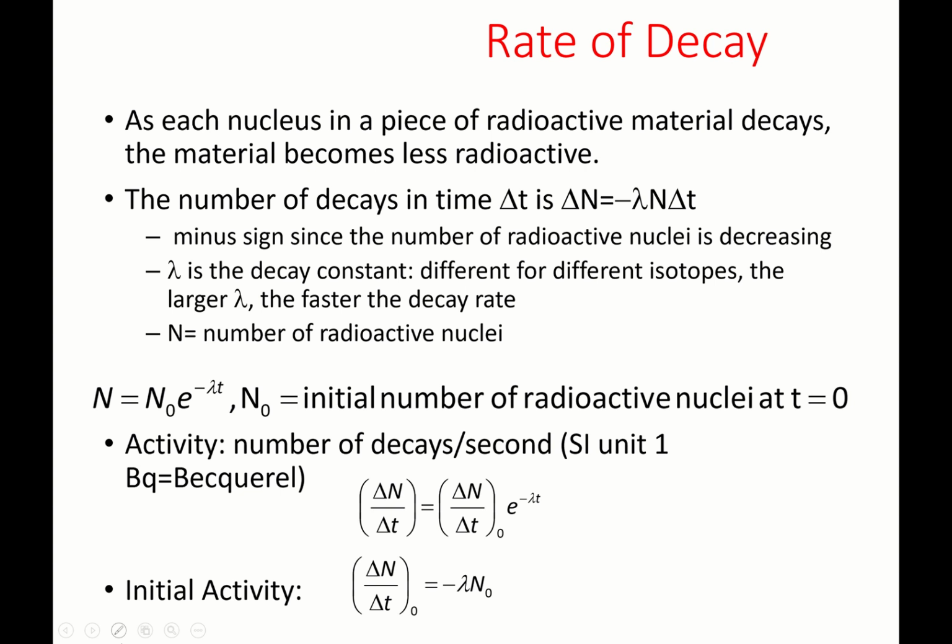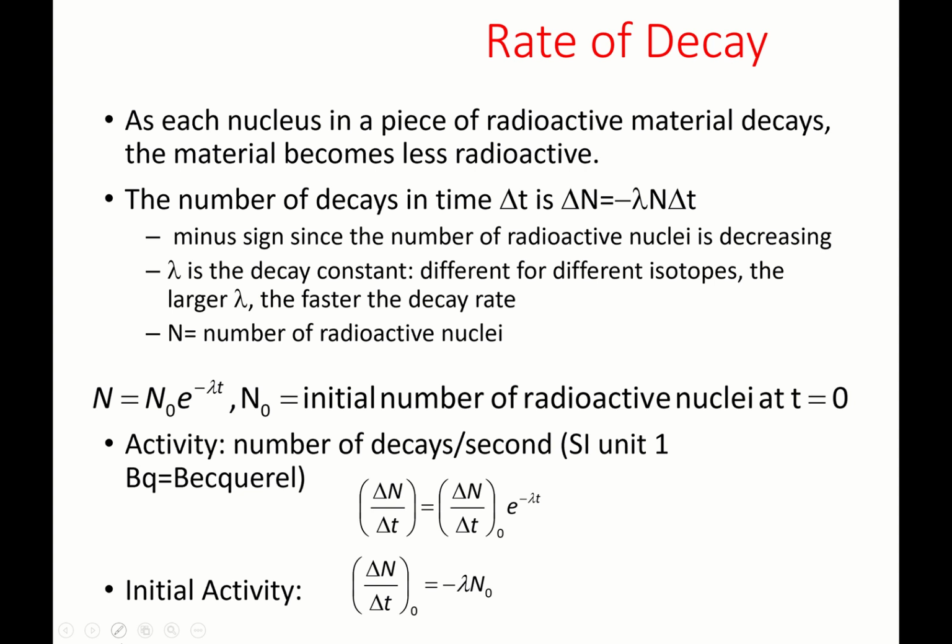So the number of decays in a time delta t is delta N, the change in the number of radioactive nuclei, is equal to minus lambda times N, the number of particles you started with, times delta t. The minus sign tells you that the N is decreasing with time. Lambda is a decay constant that changes. It depends on which isotope you have. Some of them decay faster, those have a bigger lambda. Some of them decay slower, those have a smaller lambda. And remember, N is the number of radioactive nuclei.